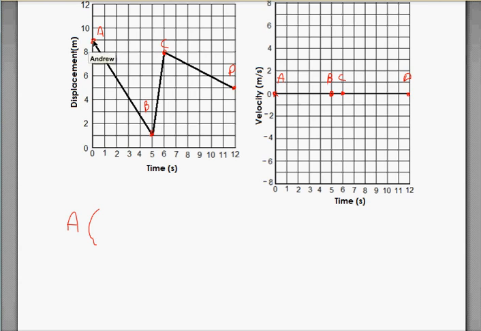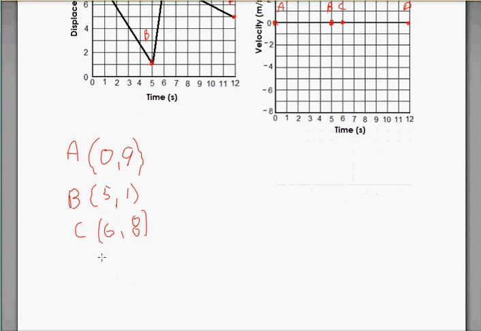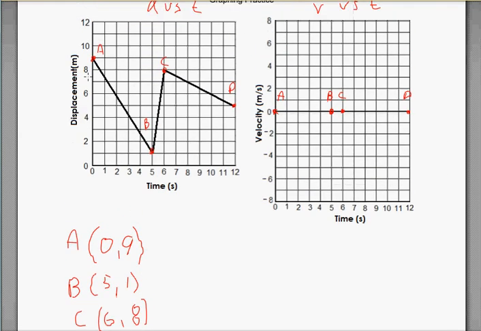A is going to be (0, 9). B is in fact (5, 1). C is (6, 8). That is C. And then last but not least is D. And D is going to be (5, 12). Oh, no, I made a mistake. D, let me make a better D. D is (12, 5). Sorry, it's Friday. (12, 5). Okay, so now I'm going to take my slope from A to B, and that's going to tell me the value for my velocity graph from A to B.